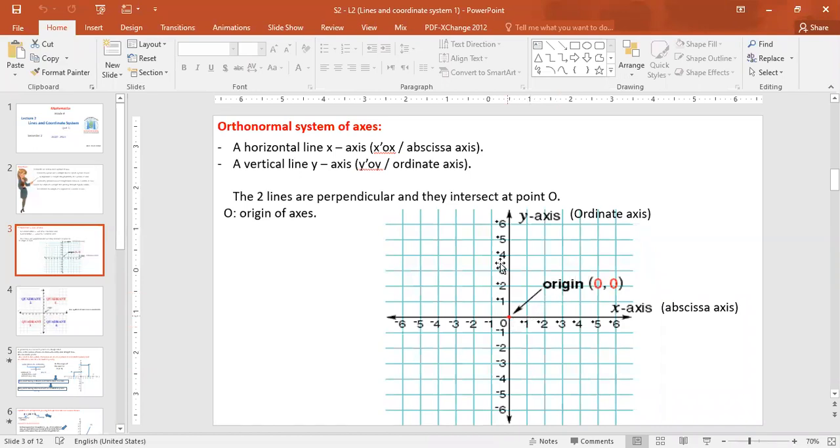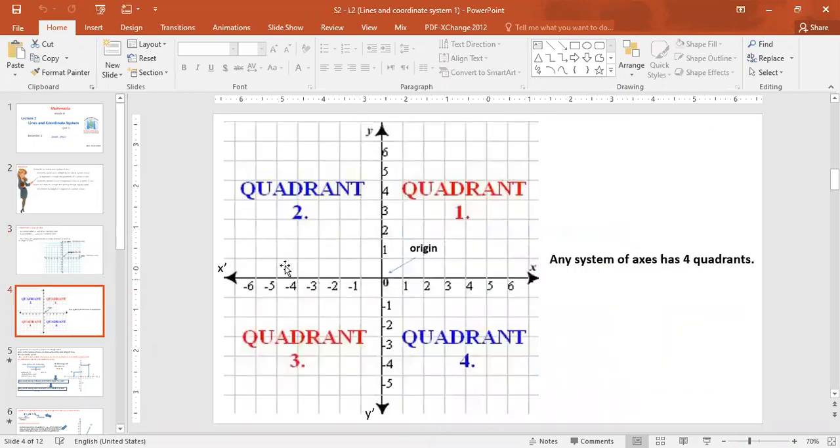Let us again look at the axis, Mahdi. On the horizontal line, we have the zero in the middle. To the right, what do we have? Positive numbers. And on the left, it's all negative. On the y-axis, upwards, what do we have? Positive, and downwards is negative. Thank you, Mahdi.